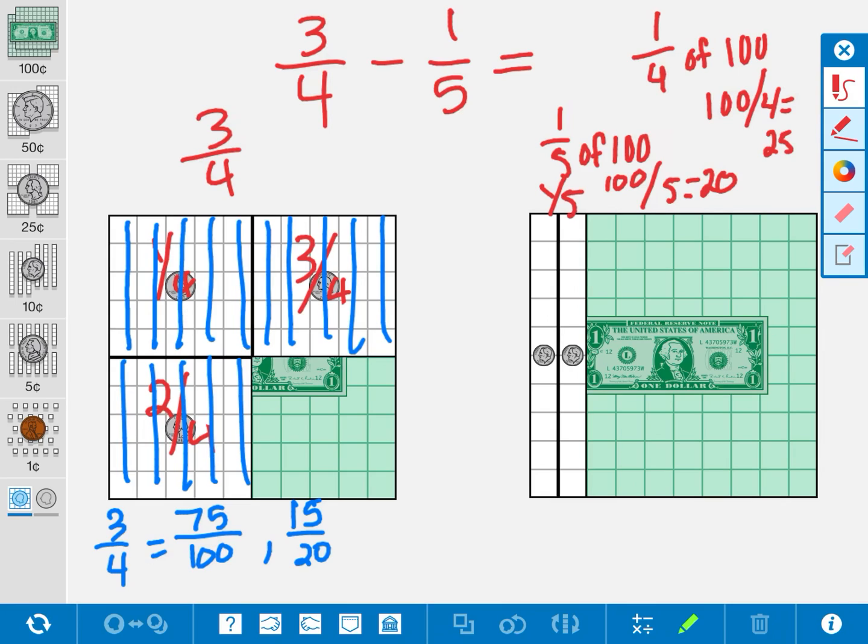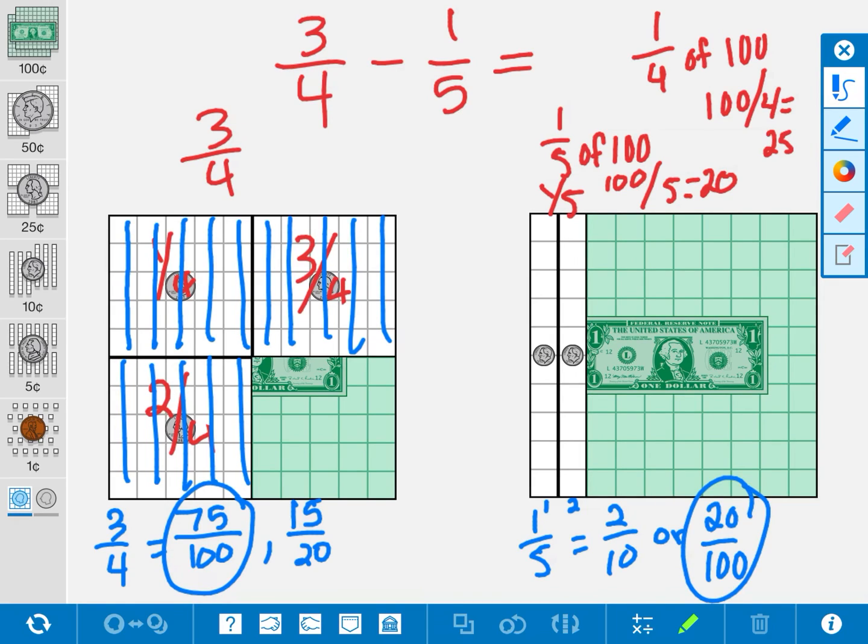All right, we are subtracting here. So we've got to think, either figure this out in common denominators and subtract, or do some coloring. So 1/5 of a dollar can also equal 2/10, right? We've got 2 rows out of 10 total, or 20 cents out of 100. I have my new fractions now with my new common denominators. Let's use our 100 as our denominator here. So I'm going to change out my fractions.